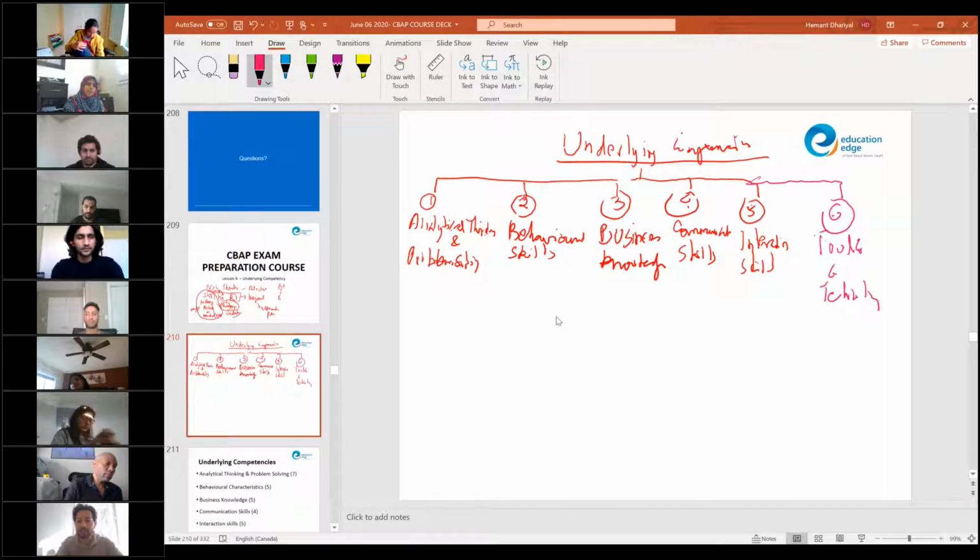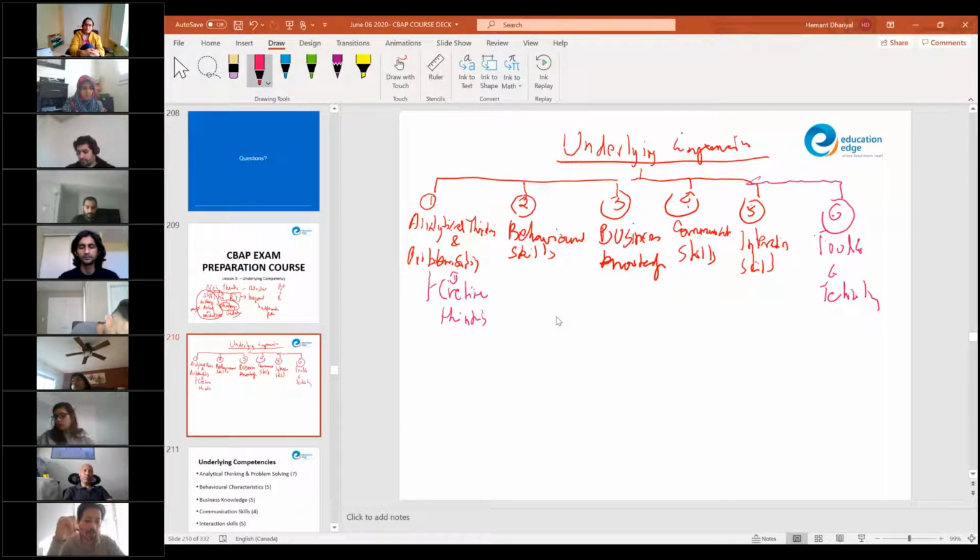So if you look at the underlying competency chapter, these are your 6 components. This is how I see this chapter, my bird's eye view of the chapter. But every component listed here has some other sections to it. For example, analytical thinking and problem solving entails, number 1, creative thinking. So under analytical thinking and problem solving, one of the first aspects that we will cover is creative thinking.